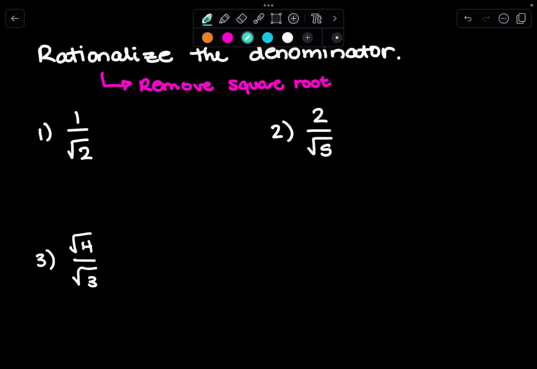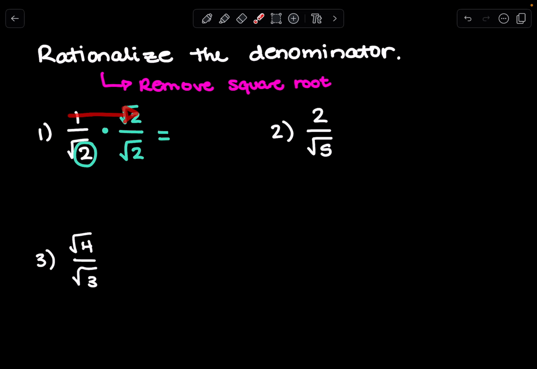Now, in order to do this, what we're going to do is we're going to multiply by another fraction. This second fraction is going to use the value in the bottom and is going to be equivalent to 1. So I'm going to multiply by a fancy form of 1, root 2 over root 2. Now, I know root 2 over root 2 is just equal to 1 because anything divided by itself is 1. What I'm going to do is I'm going to multiply straight across. So 1 times root 2 and root 2 times root 2.